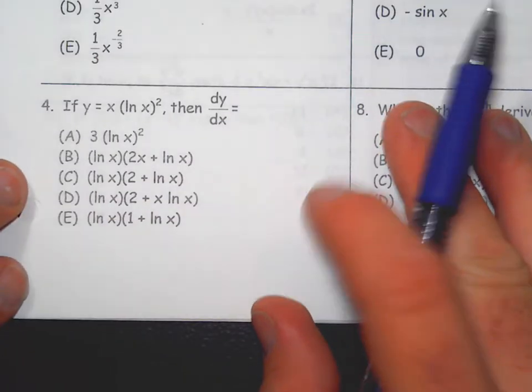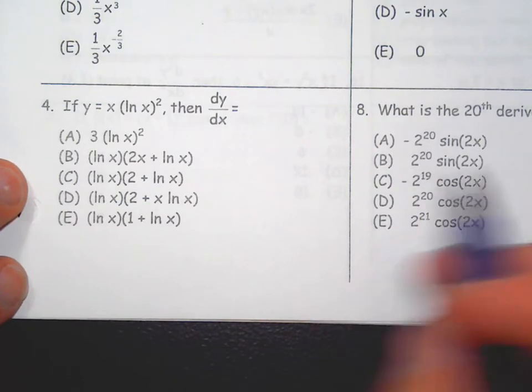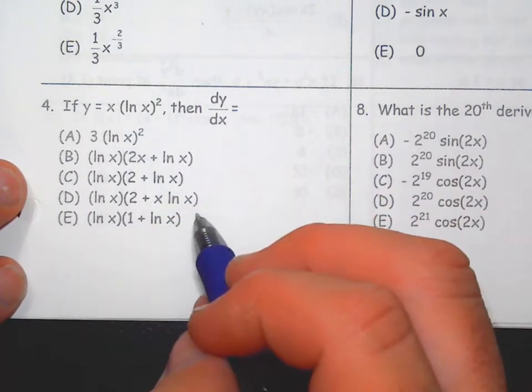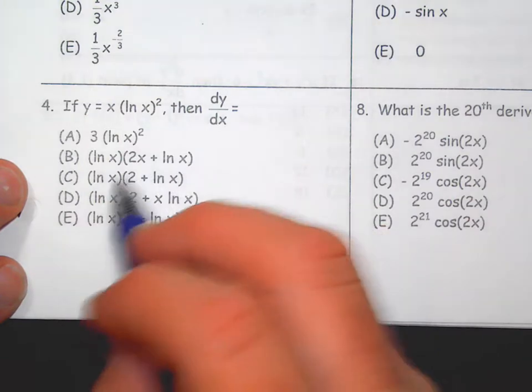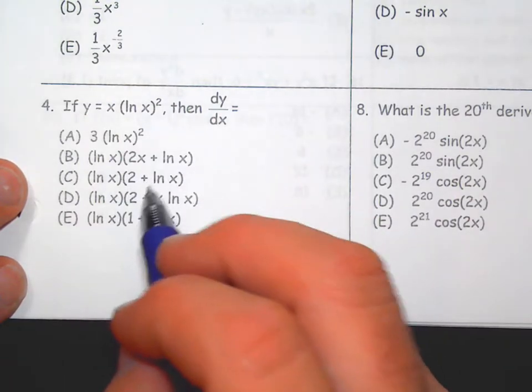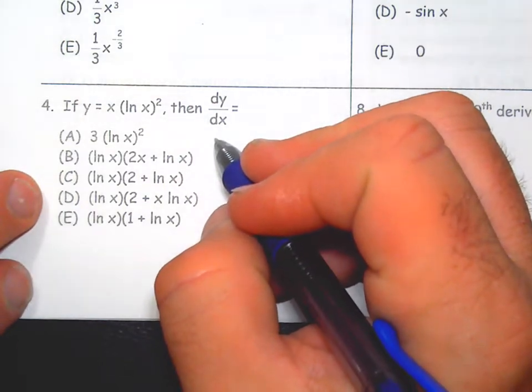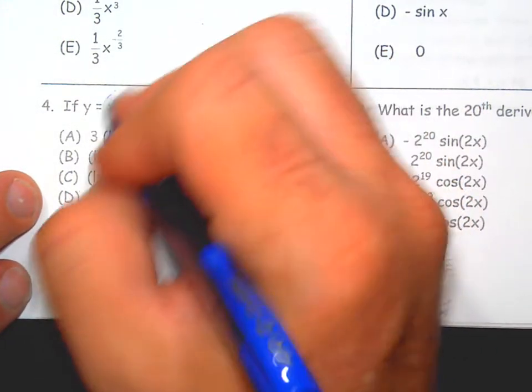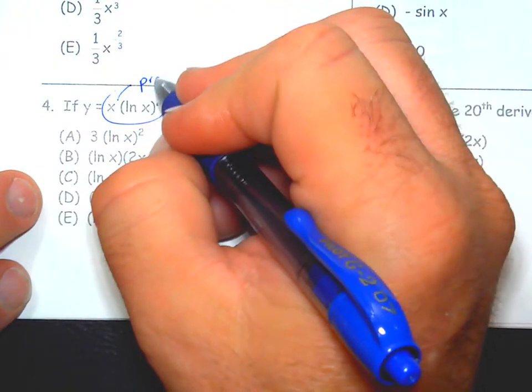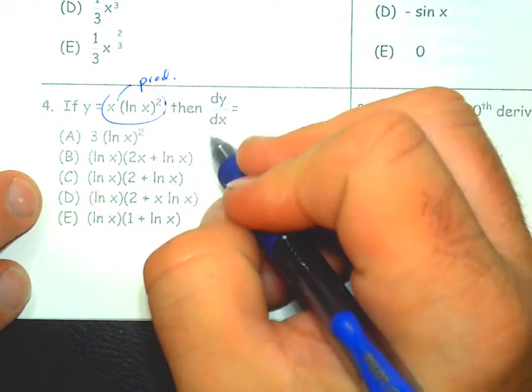Number 4, again, look at all these answers. And when we get our answers, they might not look exactly like this, but we'll try and make them look like this. Now, I think we would have to do a product rule here, right? Mainly, the big picture rule is product. So it's going to be x times the derivative.